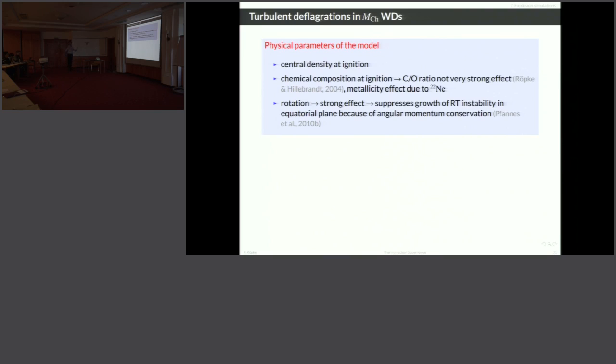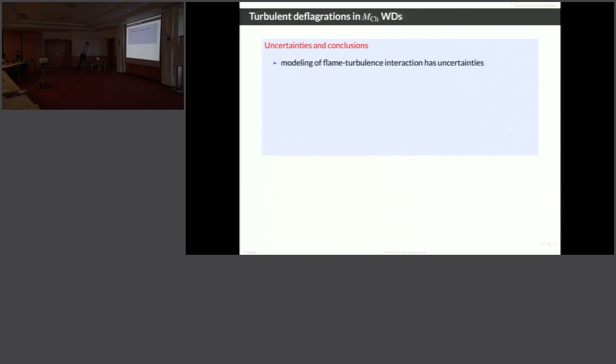But the problem is, if you have strong rotation, then the Rayleigh-Taylor instability will be suppressed in the angular plane because of angular momentum conservation. You cannot easily shuffle material in the radial direction around, because this will violate angular momentum conservation. So that means that the deflagration will produce instabilities and buoyantly rising bubbles predominantly along the rotation axis, but not perpendicular to it. And therefore, the effect of turbulent instabilities is not very strong and is suppressed by rotation.